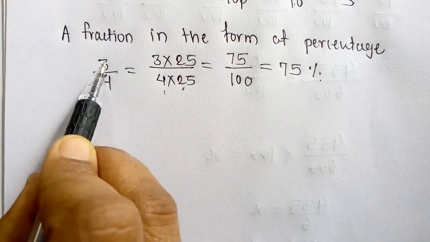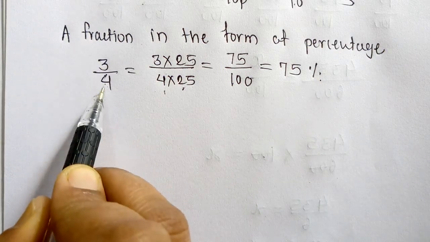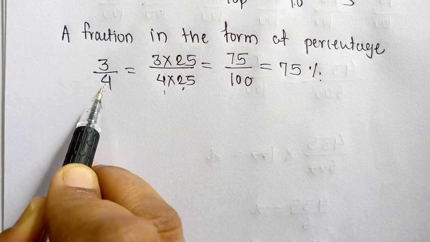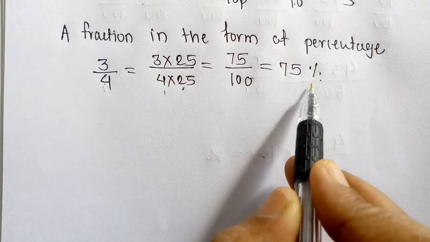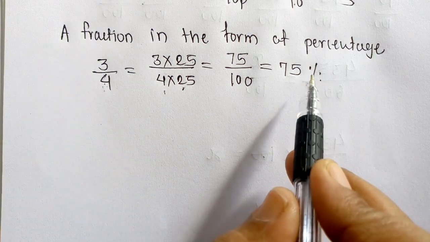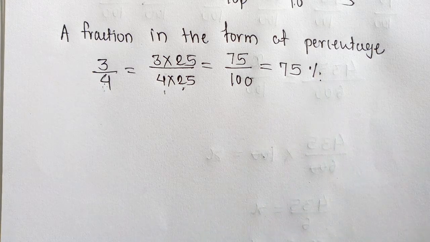So this is the fraction. 3 upon 4 is the fraction. We have converted this 3 upon 4 in the form of a percentage. We will see more examples, then you will understand it better.